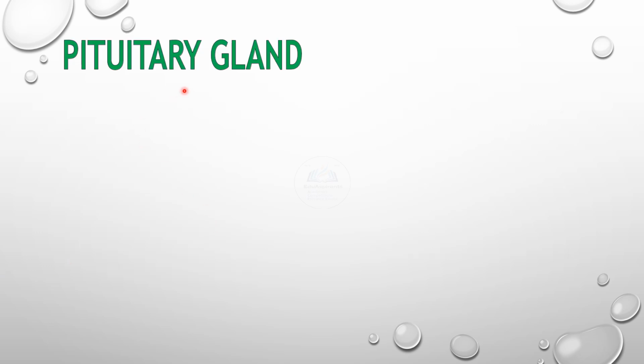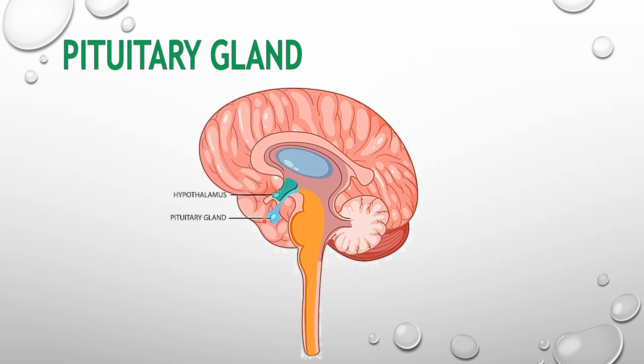Let us understand the location of the pituitary gland in the brain. It is located in the base of the cranium in the forebrain and it receives signals from the hypothalamus. And the hypothalamus is located below the thalamus and above the pituitary in the forebrain.